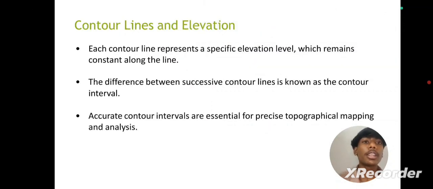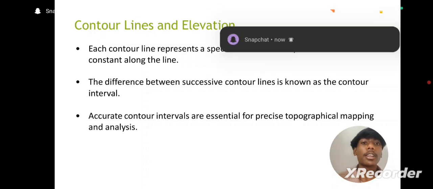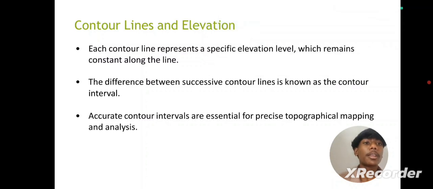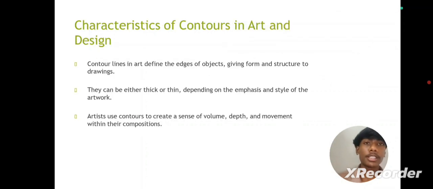Next, contour lines and elevation. Each contour line represents a specific elevation level which remains constant along the line. The difference between successive contour lines is known as the contour interval. Next, effective contour intervals are essential for precise topography and analysis.